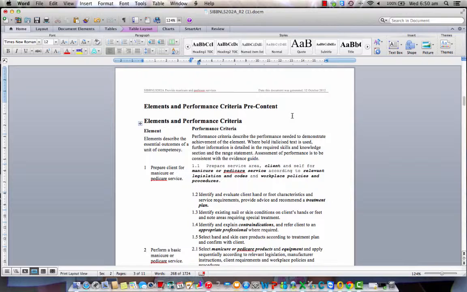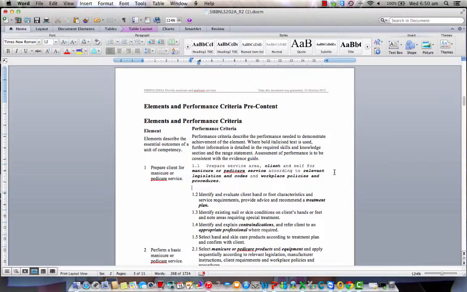So for example, in 1.1, I can see that the learner would need to understand and create a procedure for preparing the client, herself, and the service area for a manicure and pedicure service. She would also need to know about relevant legislation and workplace policies and procedures. So how am I going to cover that?